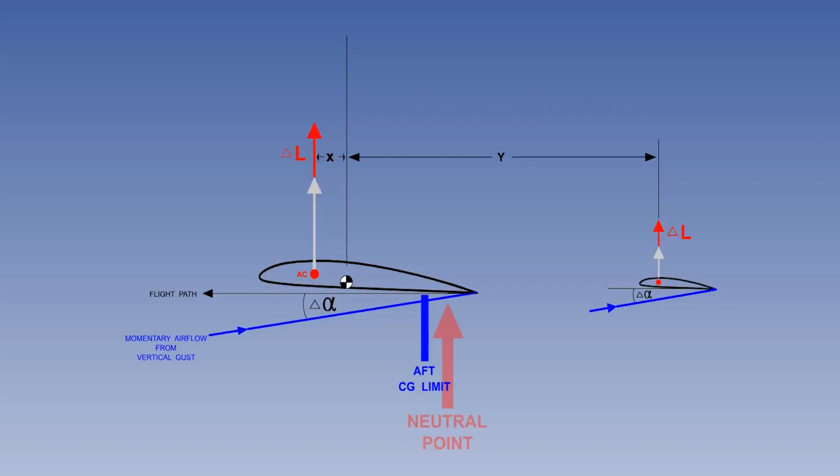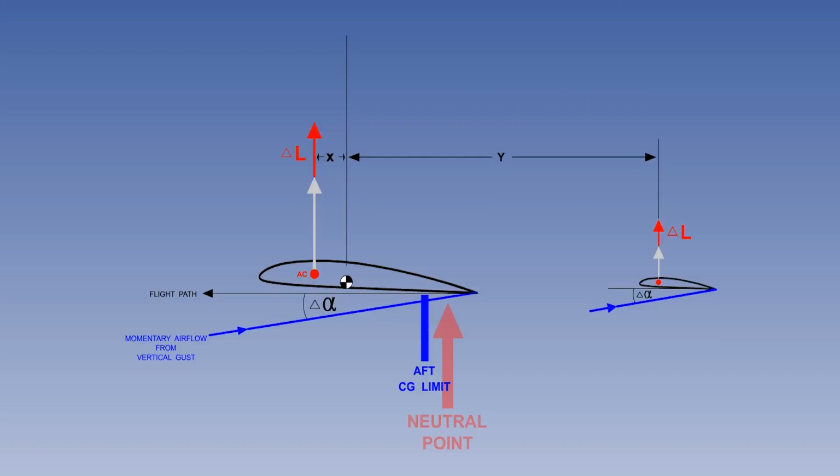But we don't want the CG too far forward, because there is such a thing as too much longitudinal static stability. You might think the more longitudinal static stability, the better. But no. In addition to our example gust, the pilot can also momentarily change the angle of attack when a pitch input is made. Longitudinal static stability will oppose the pilot's pitch input in the same way it opposes a gust. The greater the stability, the more the resistance to pitch input.